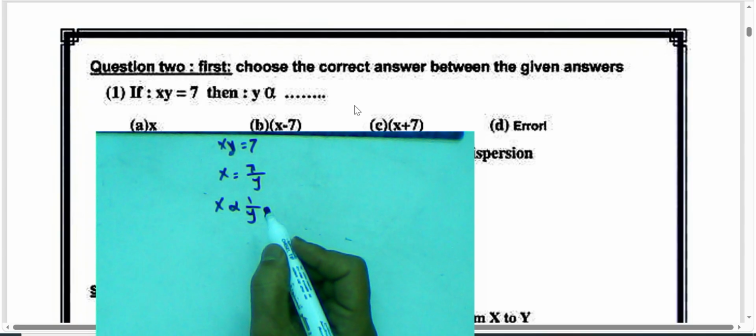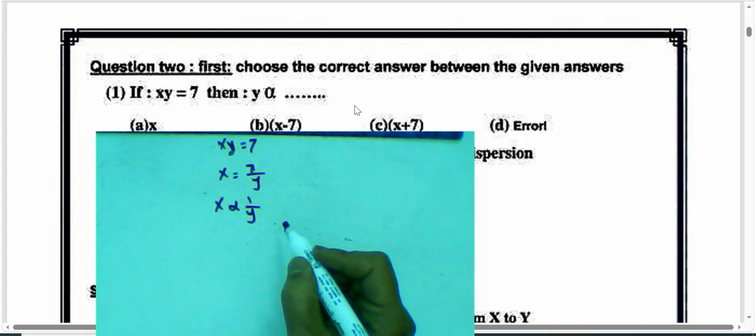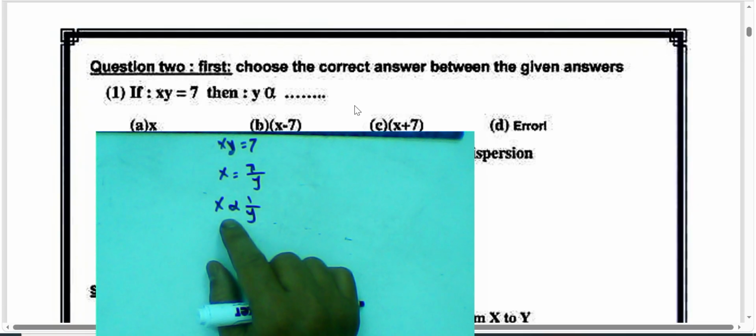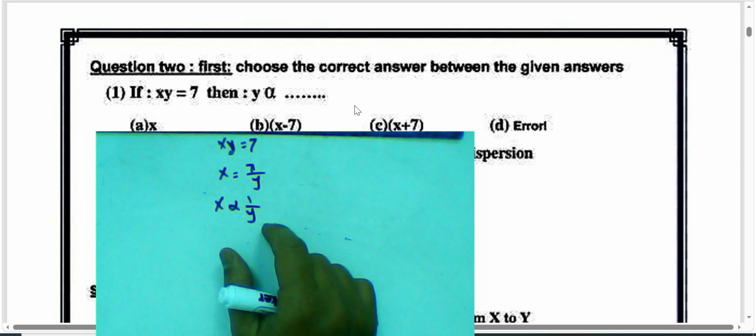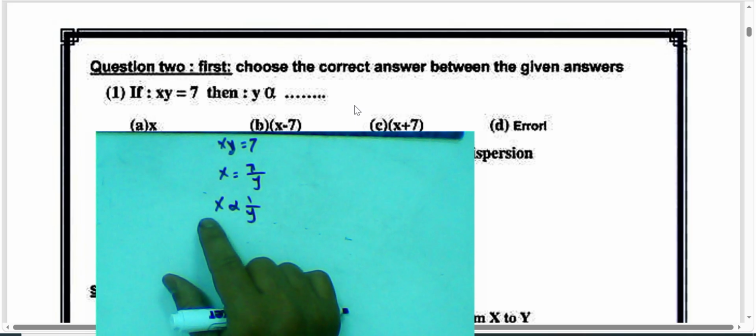It's an error. Of course, our solution here is the multiplicative inverse. Here I have an inverse relation, so it shouldn't be direct, because here x times y equals 7. Then x equals 7 over y. Then x varies directly with 1 over y. The variation between y and x.